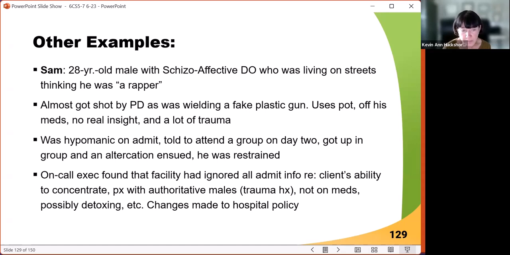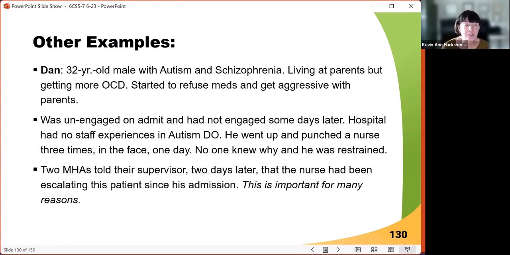And of course, being hypomanic and not sleeping and barely on meds again, and probably anxious, he got up in the group. And of course, 2 staff walked over to him and said, "You can't leave." He said, "F you, I'm leaving." He was a pretty big guy. And the 2 staff, who were men, said no and kind of cornered him, and he punched them, and he was restrained.